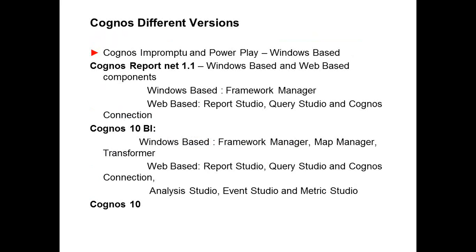Coming to Cognos, there are different versions so far. Earlier it was Cognos Corporation, and in 2007, IBM acquired it. There are different versions, like Impromptu and PowerPlay, which are all Windows based. We have Windows and web based tools available within Cognos. Here I have listed down what is Windows based and what is web based.